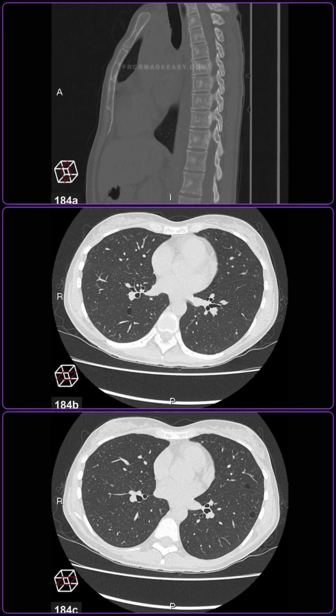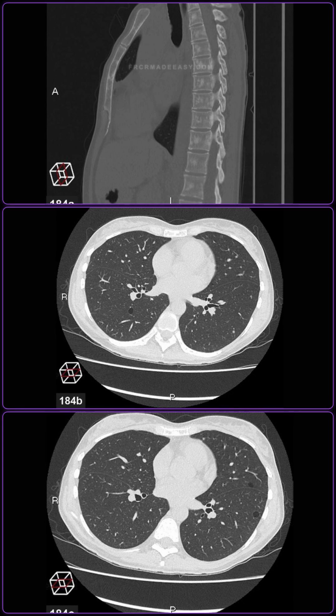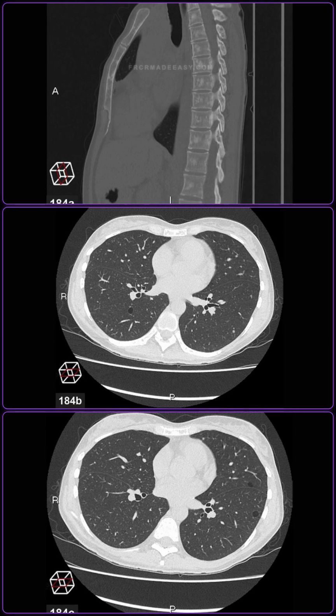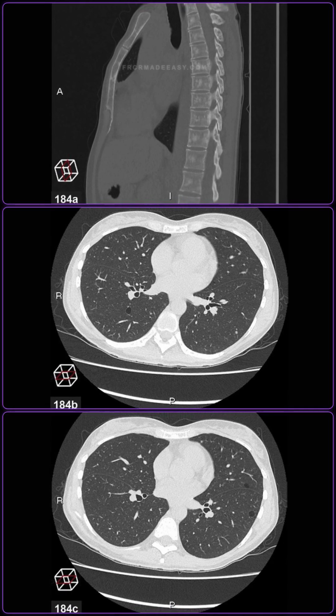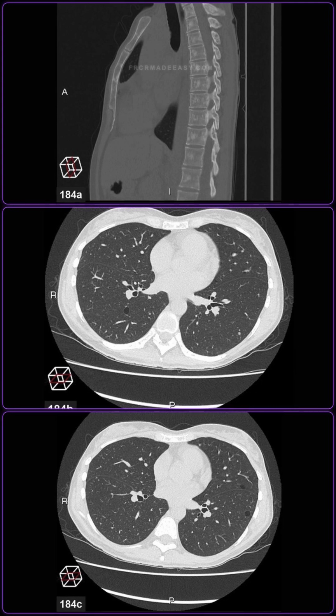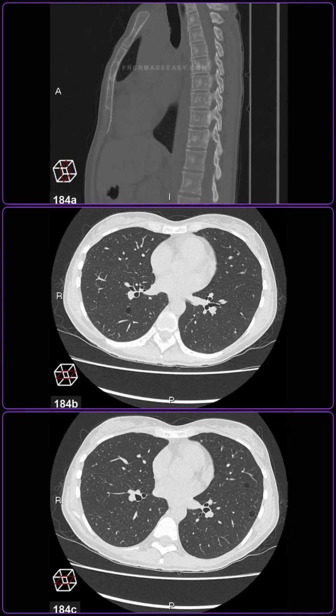This process classically spares the costophrenic angles and exhibits an upper to mid-lung zone predominance, closely linked to a smoking history. This distribution and nodular phase help differentiate it from lymphangioleiomyomatosis, which causes uniform round cysts distributed evenly throughout the entire lung without nodules, and lymphoid interstitial pneumonia, which features scattered cysts associated with ground glass opacities and is linked to Sjogren's syndrome.